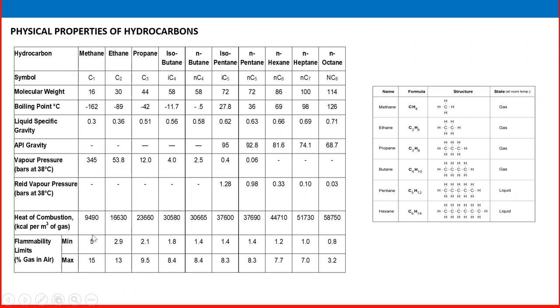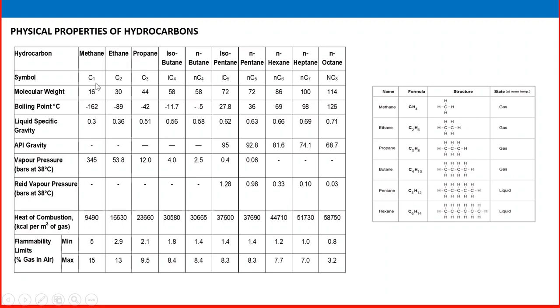For methane it is 5, and the higher explosive limit, HEL, is 15. For C2 it is 2.9 and 13, then C3 it is 2.1 and 9.5, then C4: isobutane is 1.8 and 8.4, then n-butane is 1.4 and 8.4. So these data are very important for fixing gas detectors, setting the alarm point, and firefighting, or maintaining the safety of the plant.